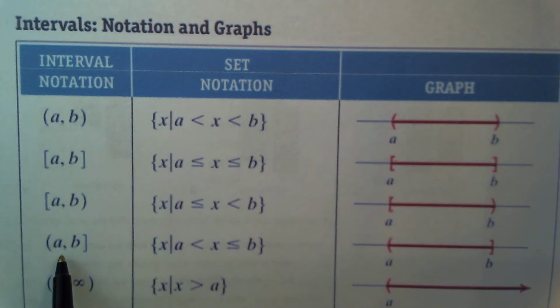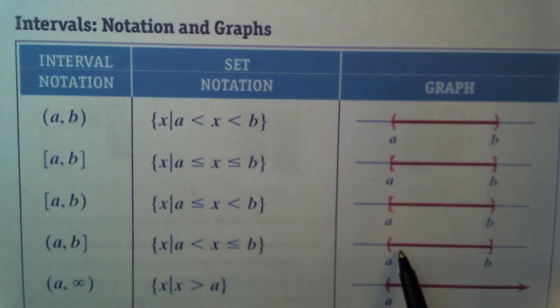And then we can have it the other way around, the interval from A to B including B. So that's the set of all x such that A is less than x and x is less than or equal to B. So here the endpoint B is included. And in the graph then we have A with a parenthesis because that endpoint is not included, and B with a bracket where the endpoint is included. So these are all finite intervals.